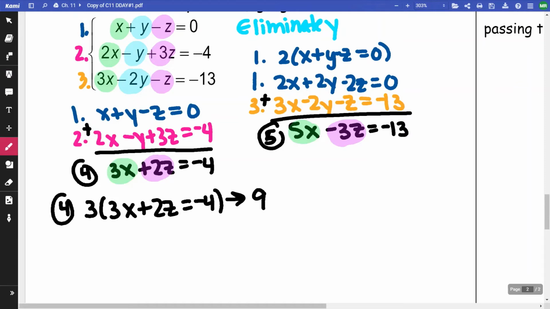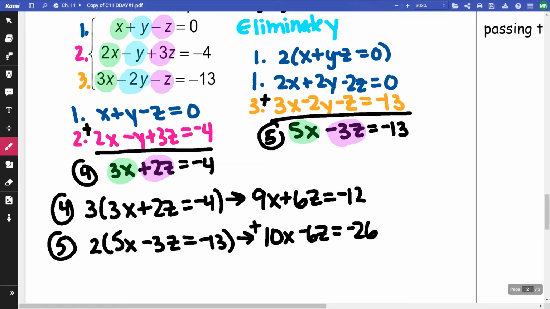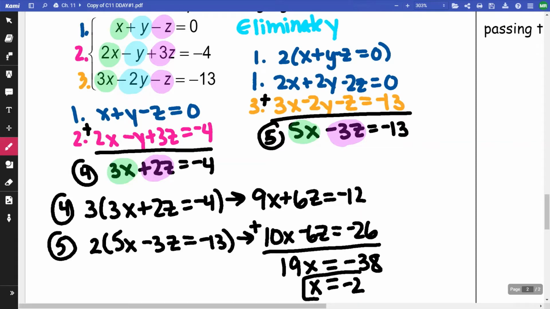And that's going to give me 9x plus 6z is equal to negative 12. I'm going to multiply equation 5 by a 2. So that's going to give me a 10x minus 6z equals a negative 26. I'm going to add those two equations together. I get a 19x is equal to a negative 38. I divide by 19 and I get a negative 2. So my x is negative 2.